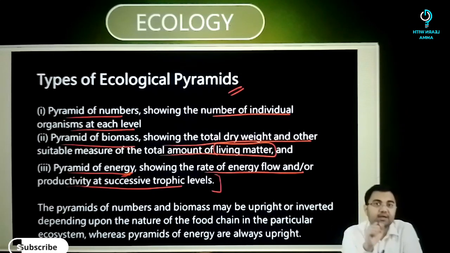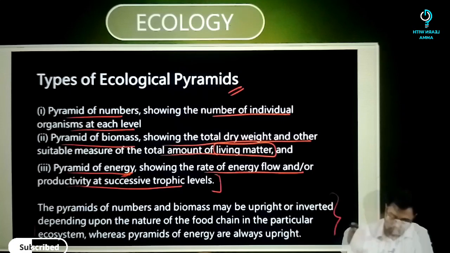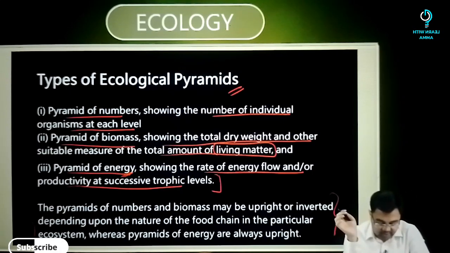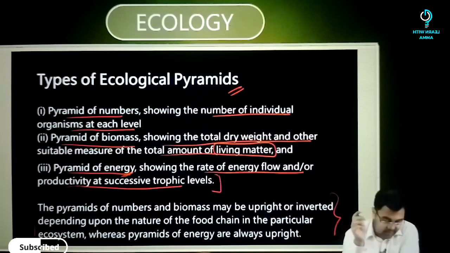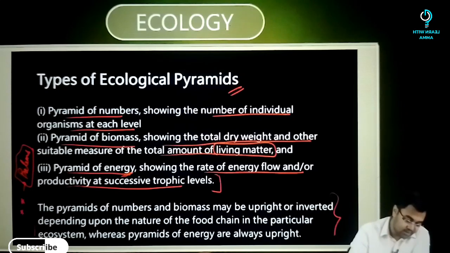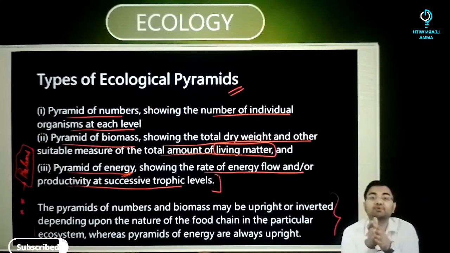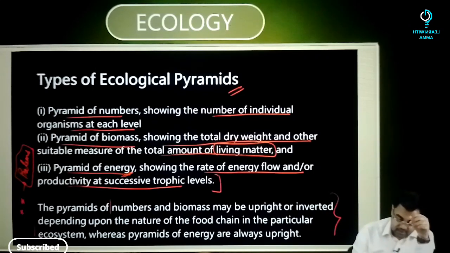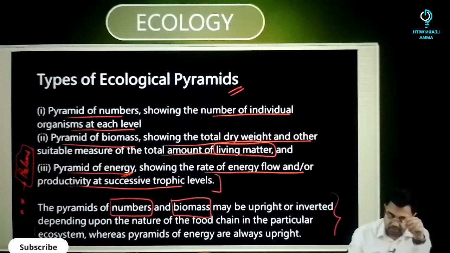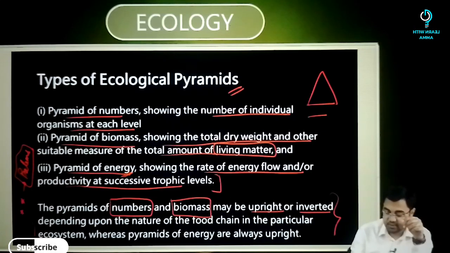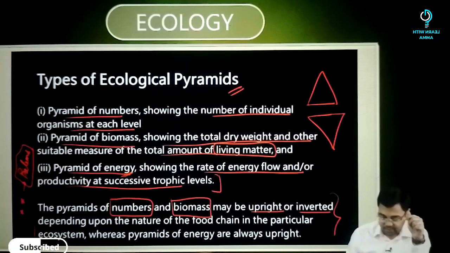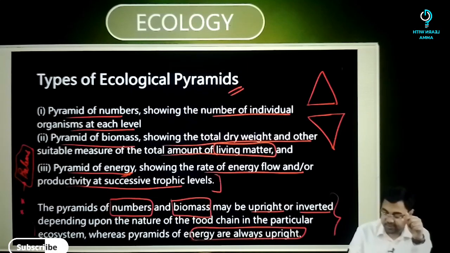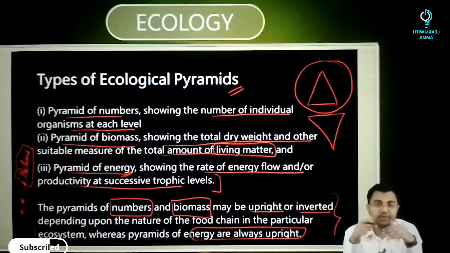So the pyramids of numbers and biomass can be upright or inverted, but the pyramid of energy will always be upright. Please remember this fact. This is a very, very important fact for your prelims examination. If at all they ask you which of the following pyramids can be inverted, and then they give you options, you need to remember that the pyramid of numbers and the pyramid of biomass can be upright or can be inverted. That is, they can have a shape like this or they can have a shape like this, but the pyramid of energy will always be upright. It will always be like this. So we will discuss why this is happening.